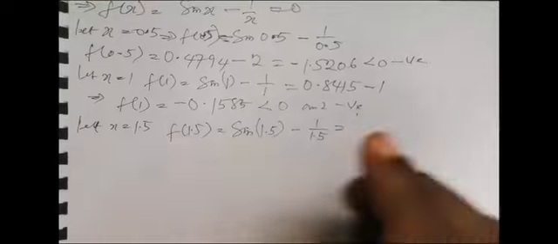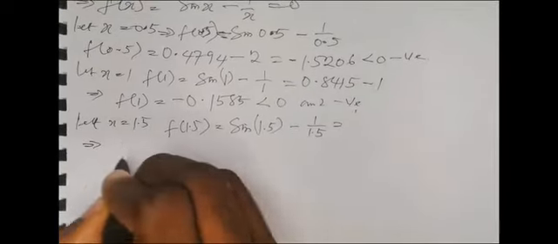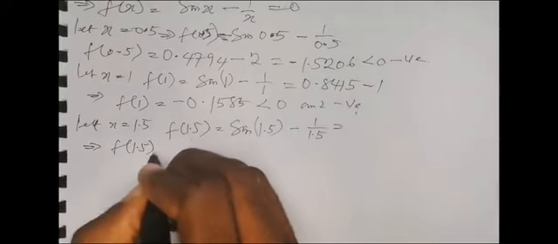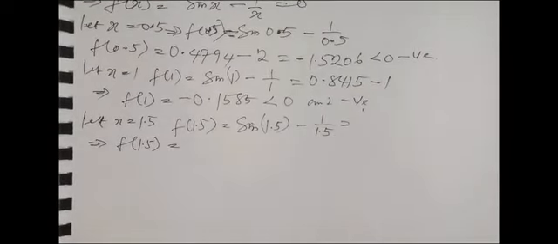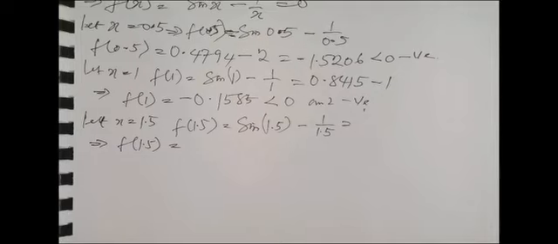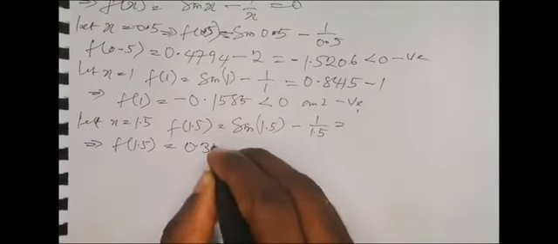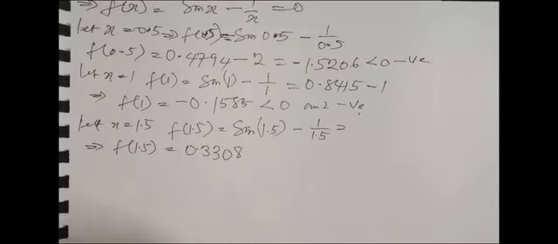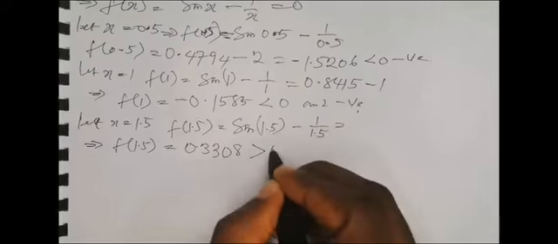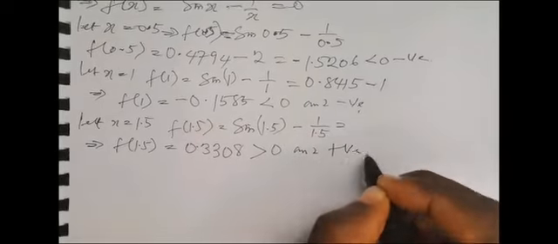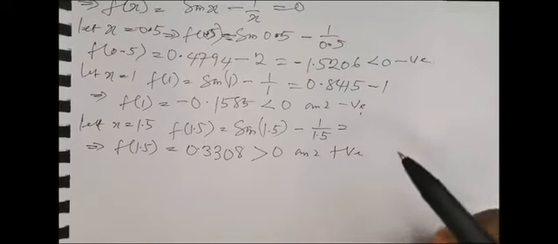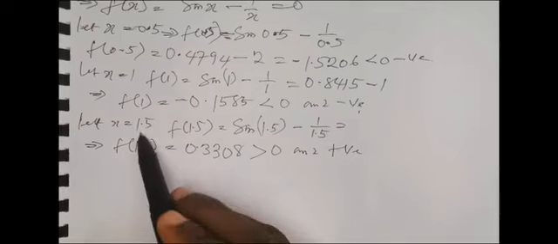Let's just punch everything together to save time. F of 1.5 is going to be equal to sin 1.5 minus 1 divided by 1.5. This simply gives me 0.3308. Again, this value now is positive, so it is greater than 0. So I have now a change from negative to positive between 1 and 1.5.